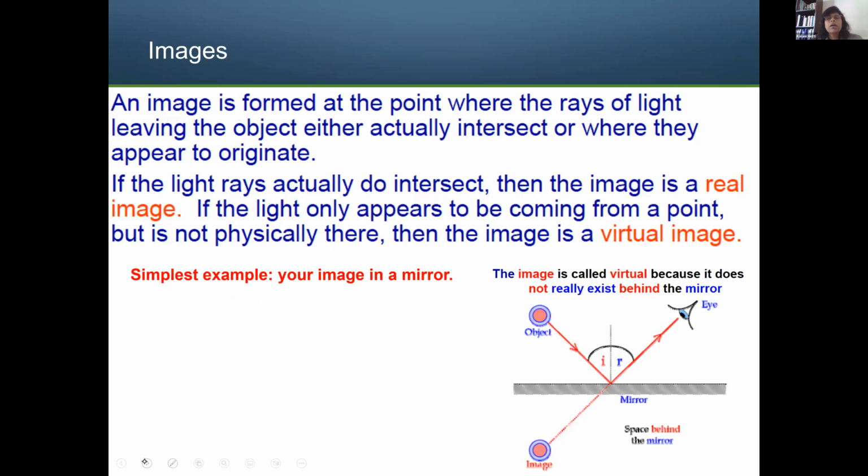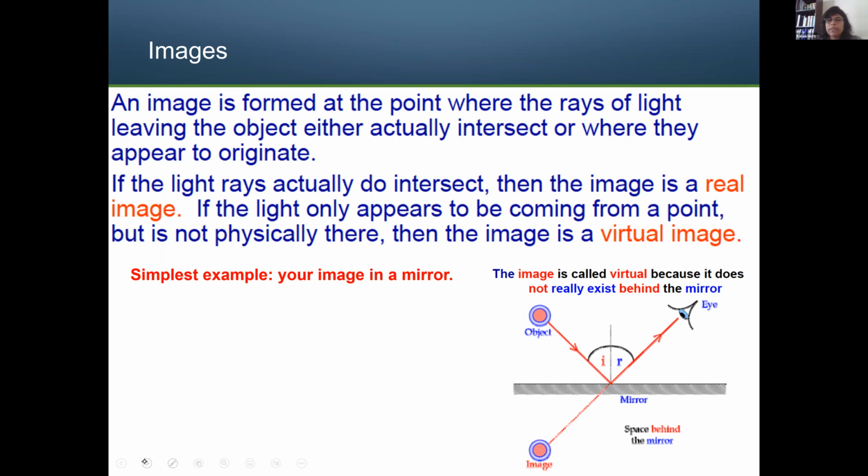Okay, so now we're going to move into images. You will usually see the image from a mirror or from lenses, but there are basically two types of images that we can see.